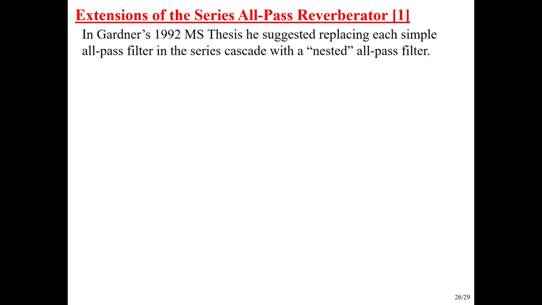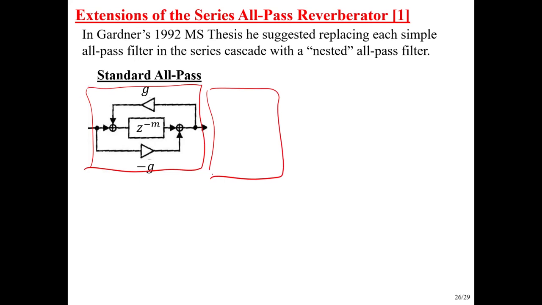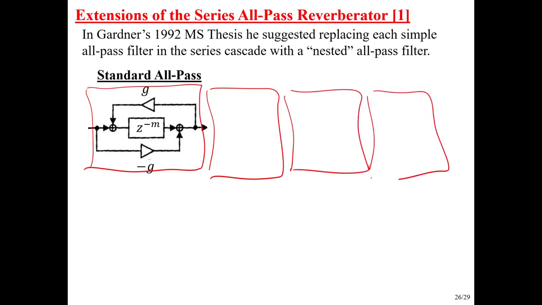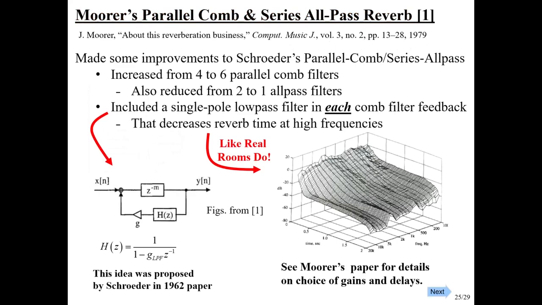He suggested replacing each of the all-pass filters in Schroeder's series cascade, whether it's just by itself or the series cascade following the parallel comb filters, either one. We're going to replace the all-pass filters by nested all-pass filters. So what is that? So here's a standard all-pass. So this would just be one stage in the cascade. Then we'd have another one of those, and another one, and another one. Schroeder said 2. Moorer said, 4, I think? Moorer reduced it to 1, right?